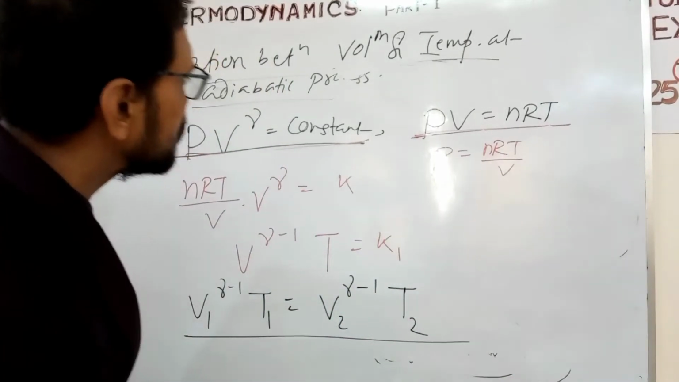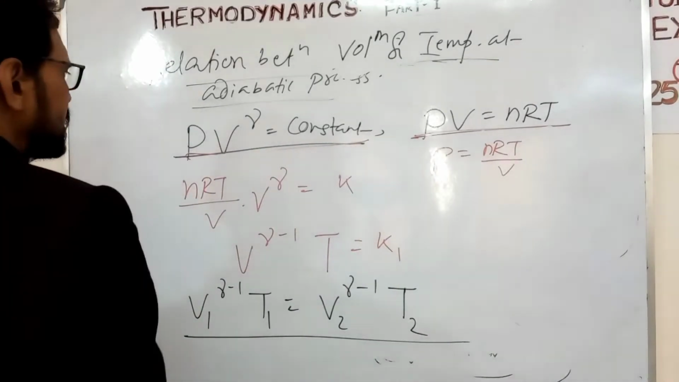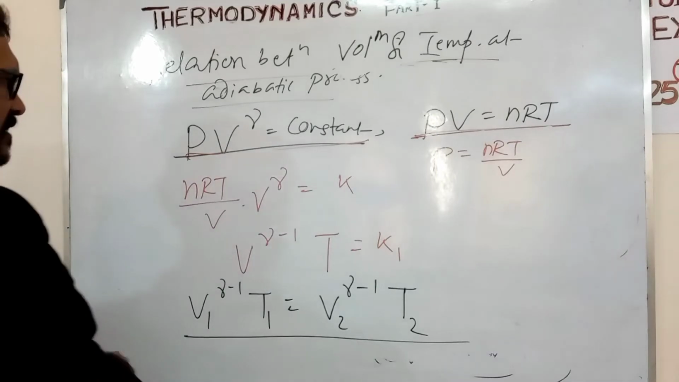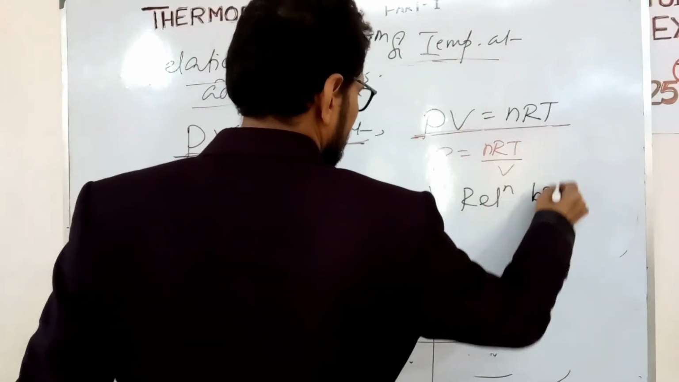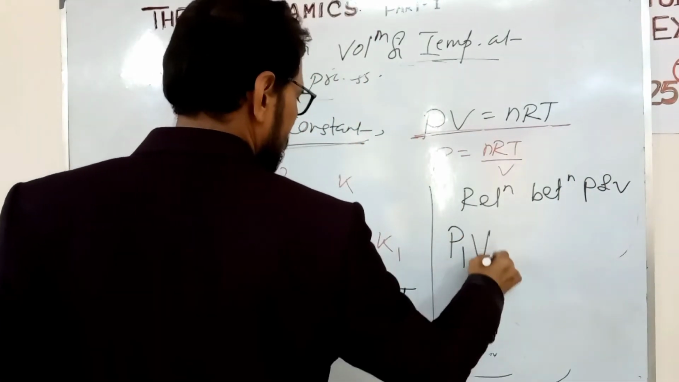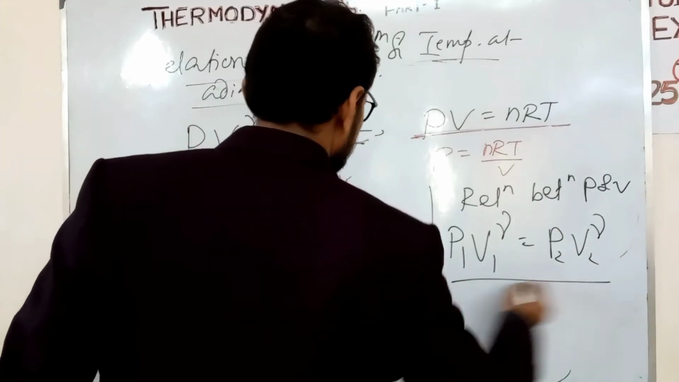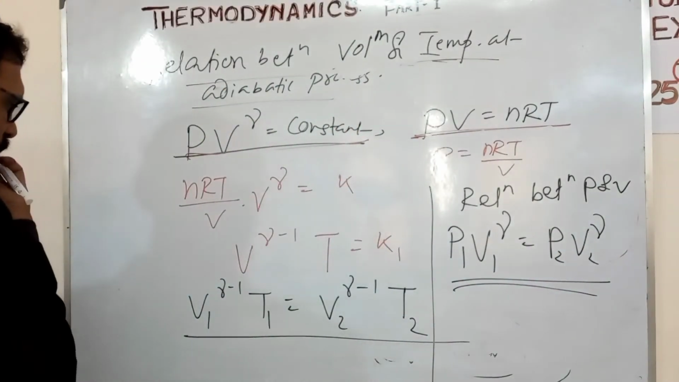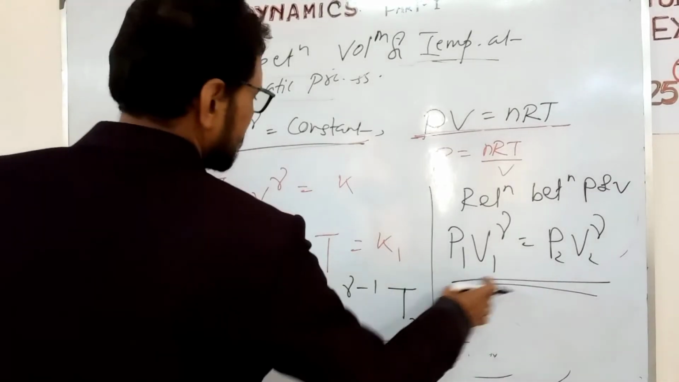Now what is the relation between P and V? The relation is here: P1 V1^γ = P2 V2^γ, P V^γ = constant. So we get different relations between V and T, P and T, and P and V.